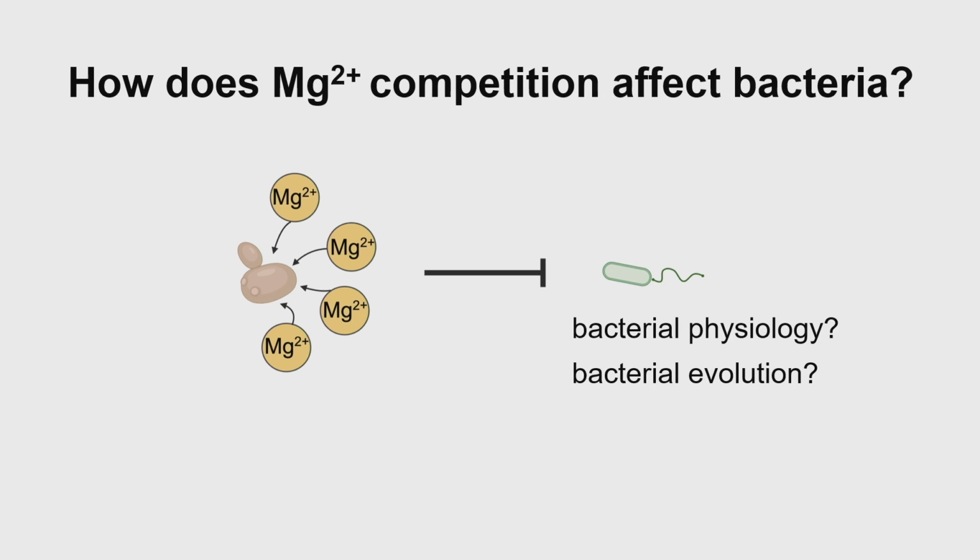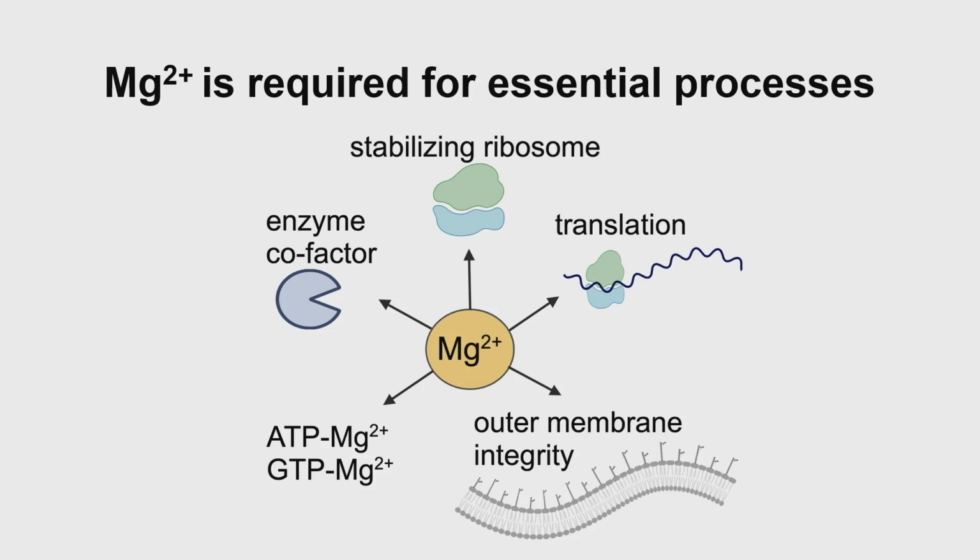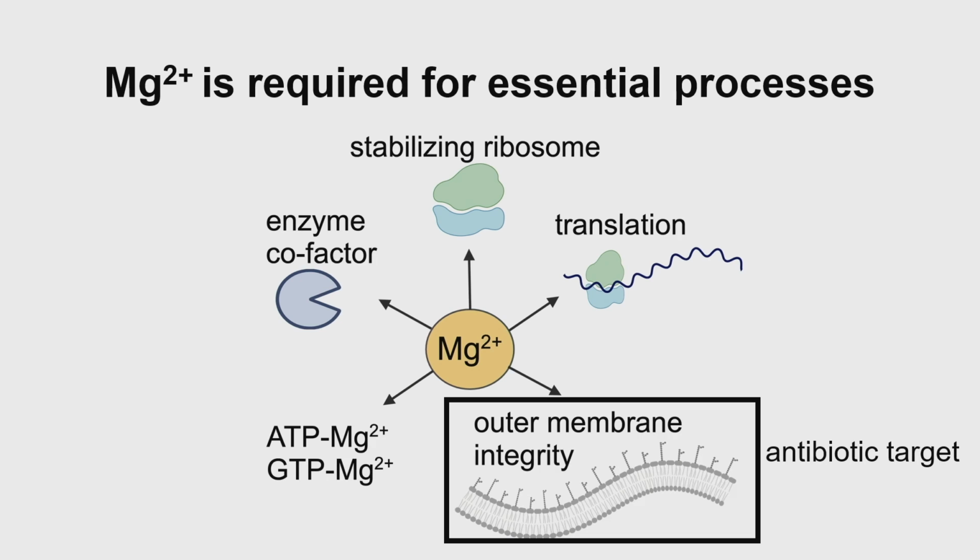I want to address these questions both from the bacterial physiology side and also by thinking about how magnesium competition can affect bacterial evolution. And before I show you some data about what we have known so far, I want to remind you, magnesium is a very important cation inside the cells. It is involved in multiple essential cellular processes, from the function of ATP to protein translation. But in the rest of my talk, I'm going to tell you about what we found about the role of magnesium on the bacterial outer membrane, because the outer membrane is a very important target for several antibiotics.